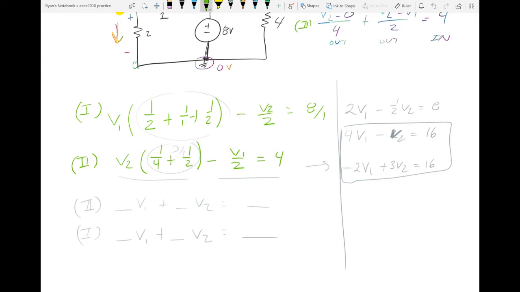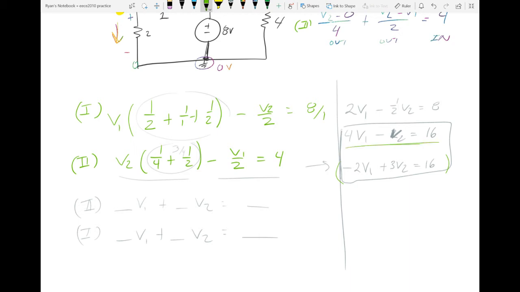So just be careful with the way you do this, right? You know, you could do the thing where you multiply this by 2 and add them together. Now cancel out the v1s if you want. That's one way to do this. You're not always going to be able to do that though. So typically what I do is I'll solve one of the equations for one and substitute in the other.